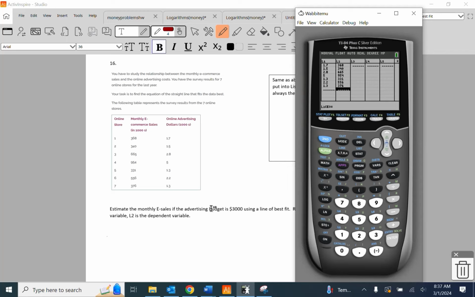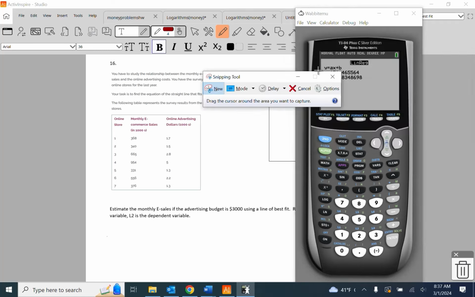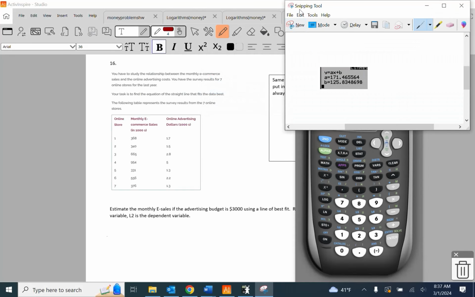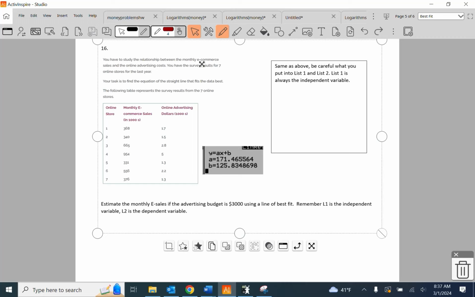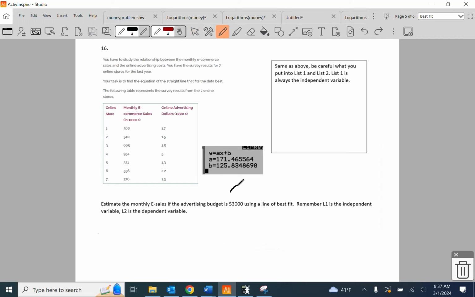All right, so anyways, I tell you on this one, plain and clear, use a line of best fit, stat, calc, linear regression. Calculate. I'm just going to snipe this real quick so I have it to stare at. You know, you have to write this stuff down on paper. I want to know what happens when the advertising budget is 3,000. And by the way, that's part of the deal here. 3,000 is a 3. That's in thousands of dollars.